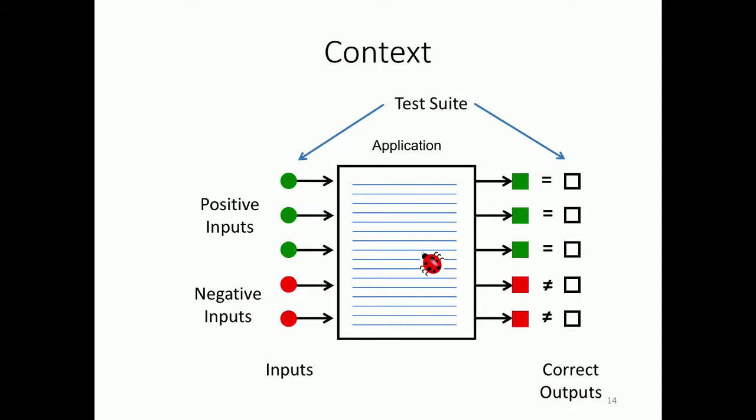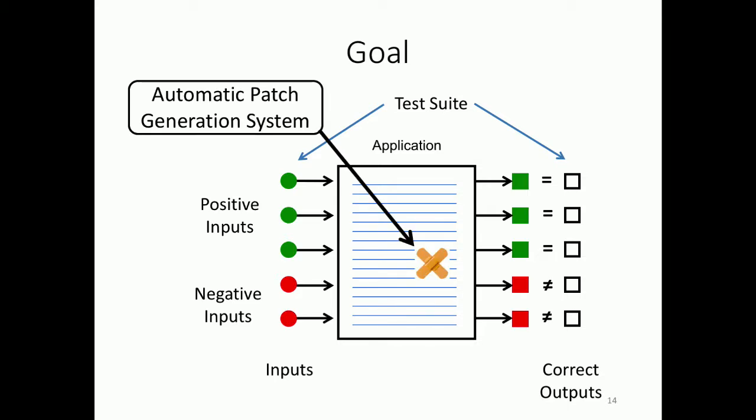So the program currently crashes or produces wrong results on those inputs. The goal of automatic patch generation is to automatically generate a patch, given the application source code and this test suite, to fix this error. And of course, after the error gets fixed, the application will be able to pass all test cases. So this is the problem setting.